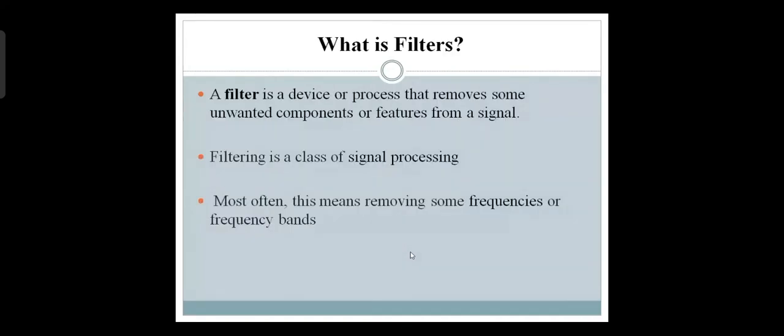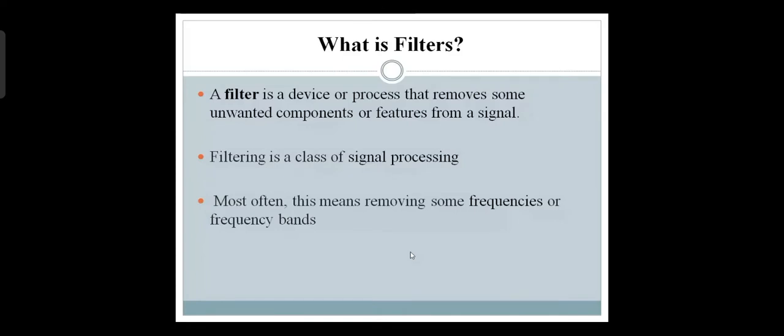What is a filter? In signal processing, a filter is a device or process that removes some unwanted components or features from a signal. Filtering is a class of signal processing. Most often, this means removing some frequencies or frequency band. Filters are widely used in electronics and telecommunication, like in radio, television, audio recording, radar, control systems, music synthesis, image processing, and computer graphics.